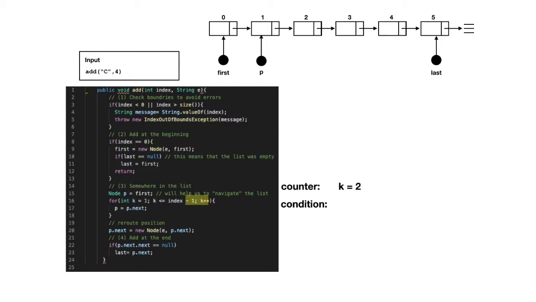And then we're going to go back to this condition, which remains true, because is 2 less than or equal to 3? That is true. So that will lead to the next step of p.next.